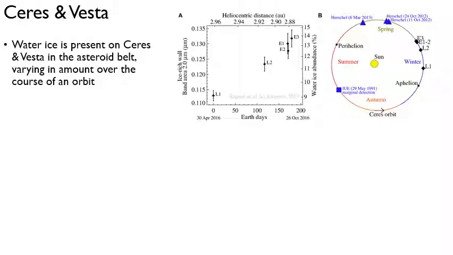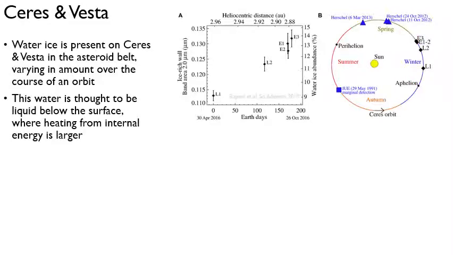Believe it or not, when you think about habitability, you have to take into account objects in the asteroid belt. So Ceres is a dwarf planet present in the asteroid belt, and Vesta doesn't have hydrostatic equilibrium, but it is a very large rock. And there's water ice seemingly present on these objects. And it varies over the course of the orbit. So here you can see the amount of ice on Ceres as a function of time, and you can see where these observations are made as a function of its orbit. But interestingly, there's water ice there.